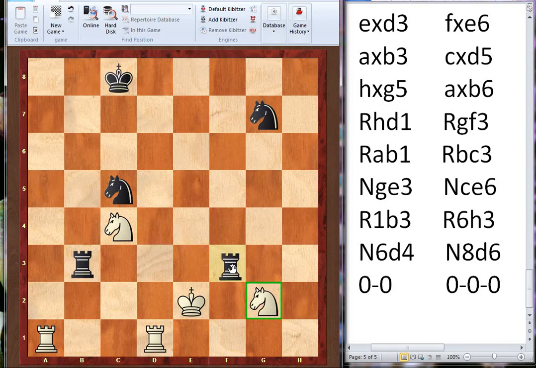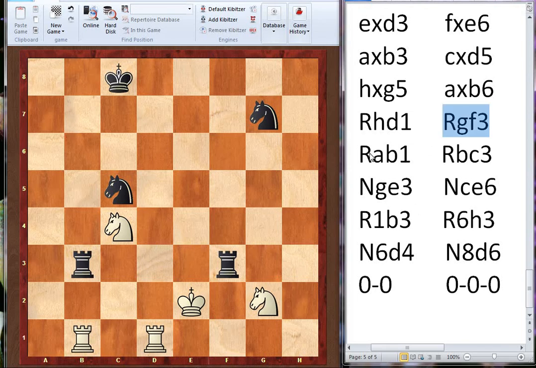Suppose this rook moves here, see, both the black rooks can go here. So if this rook goes here, rook G F3, see, rook on G file moved to F3. Then this rook moves here, rook A B1, rook on A file moved to B1. Then this rook moves here, rook on B file moved to square C3. Like this we have to write. Now the next part.